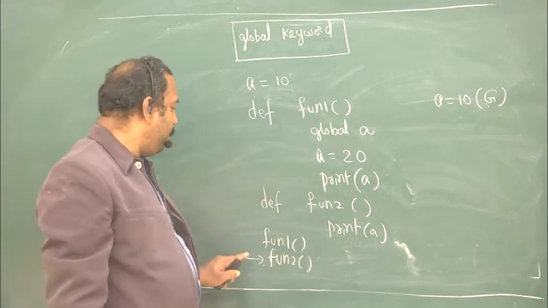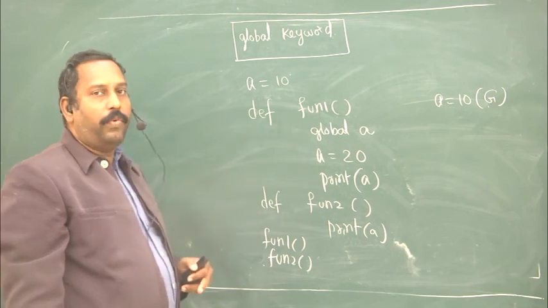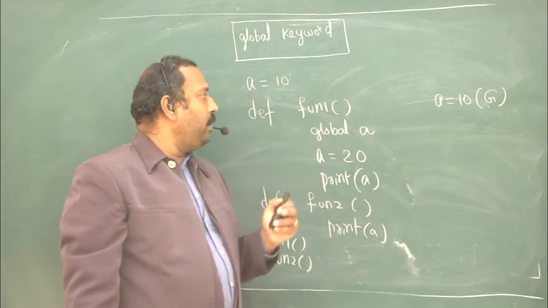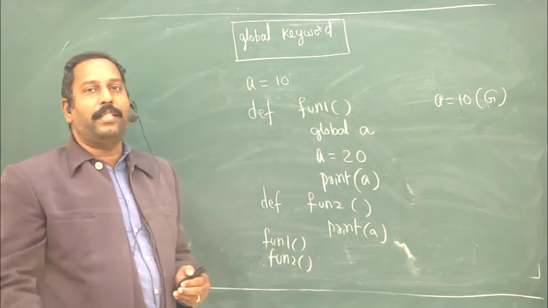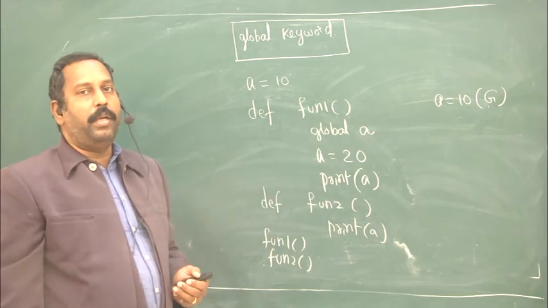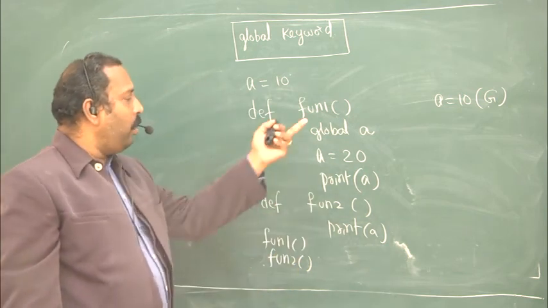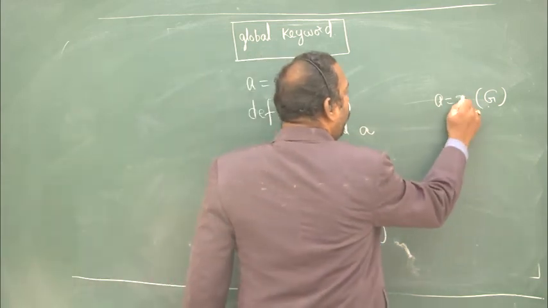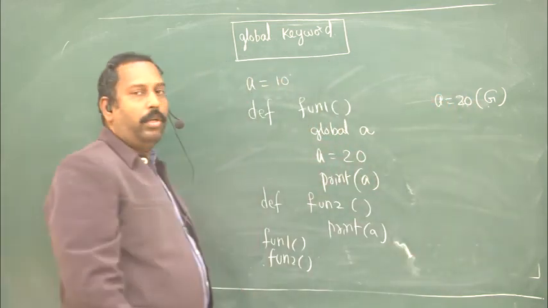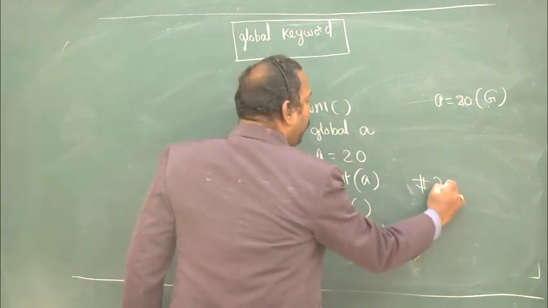There is a function 1 function call, the control will go to function 1 and global a. So whatever a you are defining within the function will be considered as a global variable. So a equal to 20. a is already defined as 10. Now it is modified to 20. Print a means you'll get the output 20 here.